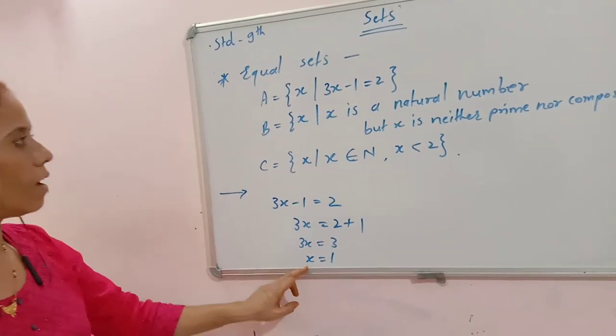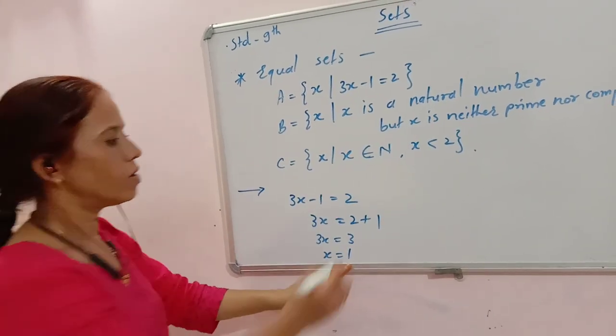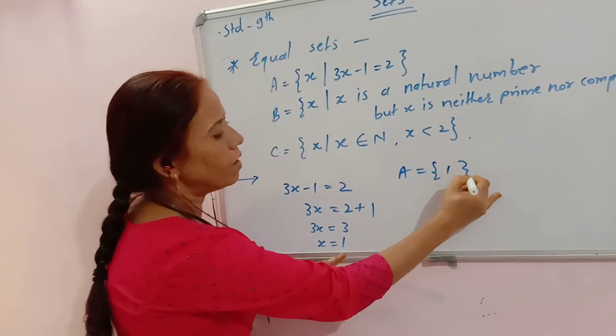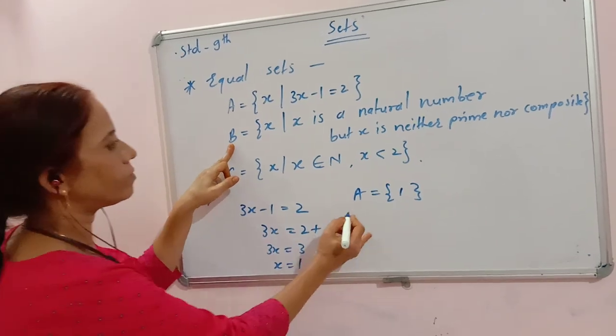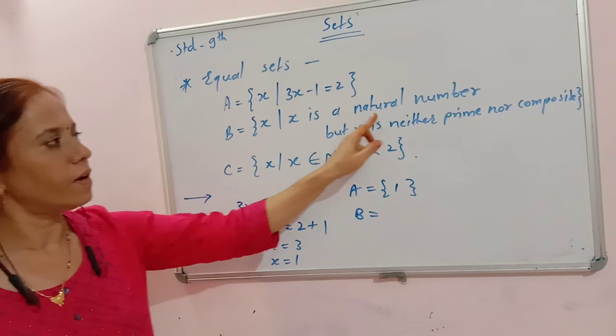So what is x here? What are the values of x we got? Only one value, and that is 1. So what is A? We can write A in listing method like this: only one element is present, that is 1. Now B is a set of all x such that x is a natural number.